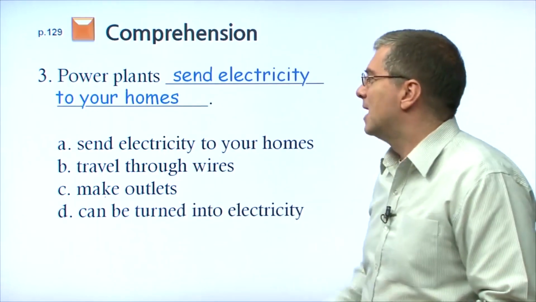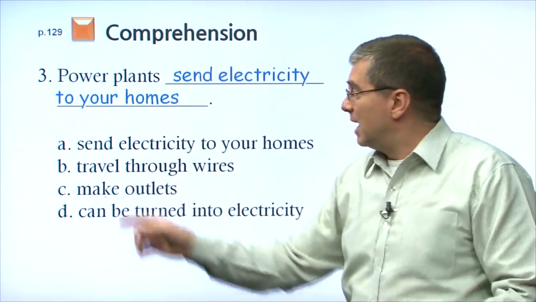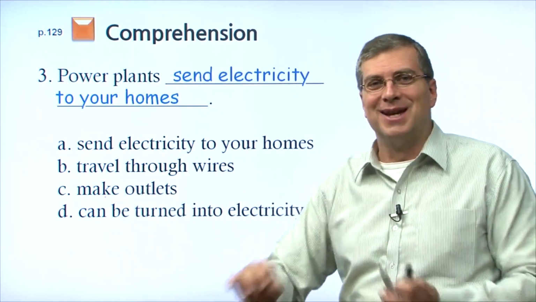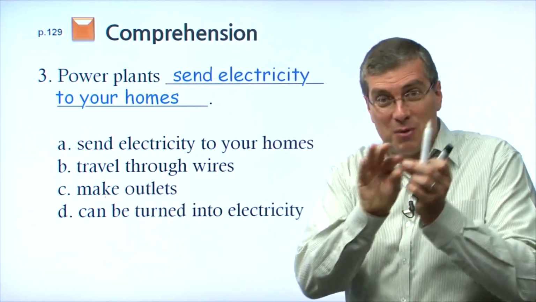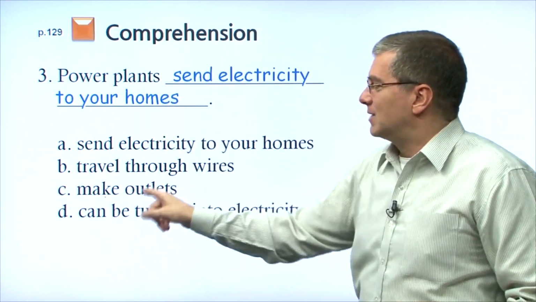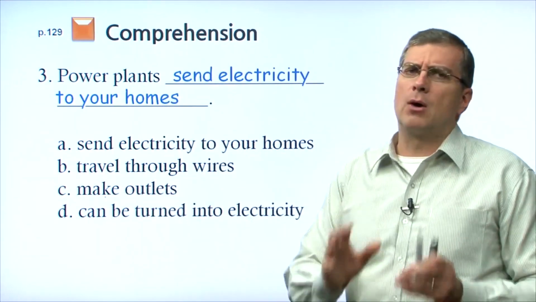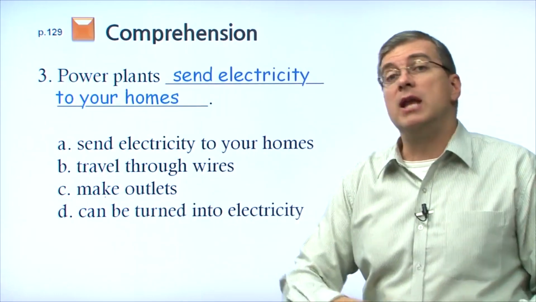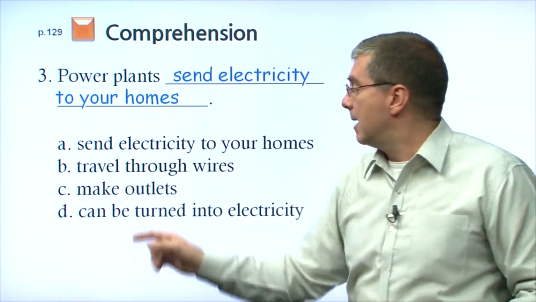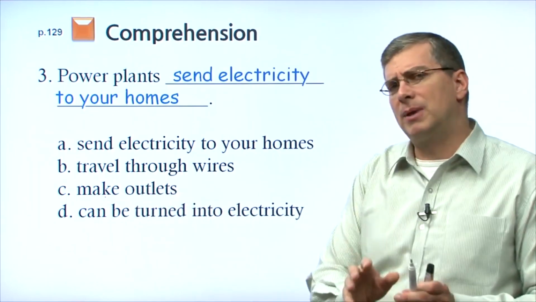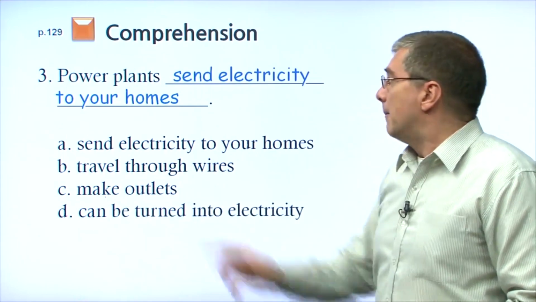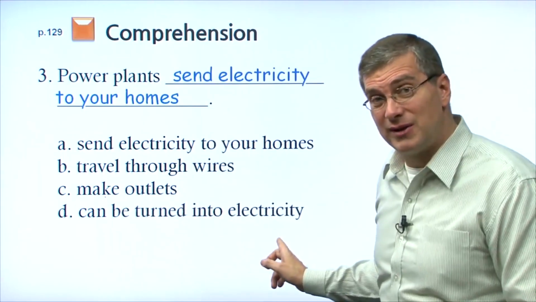Be careful, right? A power plant is a big building. A power plant cannot travel through a wire, right? That's crazy. You cannot put a building through a small piece of wire. That's very silly. Power plants make outlets? No. Power plants make electricity. Another type of plant or factory makes outlets. But power plants make electricity. They don't make outlets.